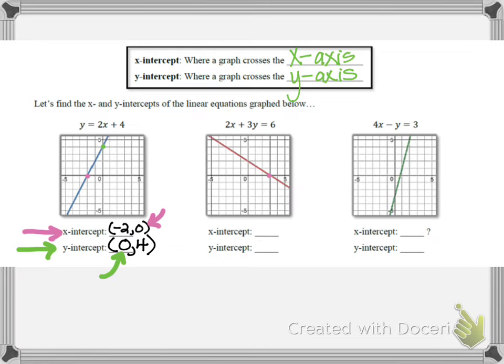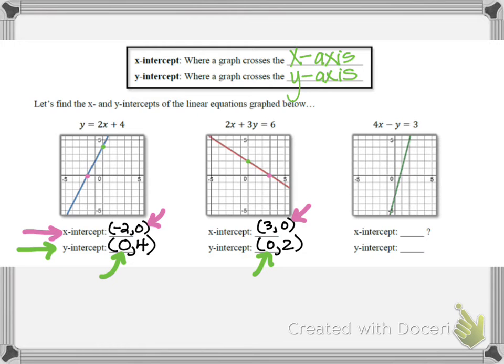When I look at the graph, I can see the x-intercept is on the horizontal axis at the point (3, 0). Notice again how the 0 is in the output spot. And now for the y-intercept, I see it lands on (0, 2), and notice how the 0 is in the input spot.